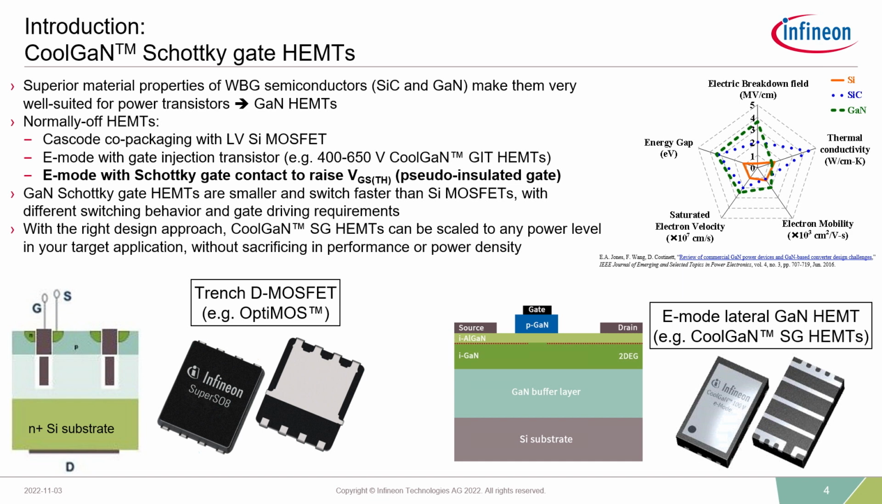There's cascode devices, there's gate injection transistors. What I'm going to be talking to you about today is a Schottky gate GaN HEMT, which uses a Schottky gate contact to raise the threshold voltage, but at the same time it results in a semi or pseudo insulated gate. So you can, in a lot of ways, treat it like a logic level silicon MOSFET, but it's not one. It does have a different switching behavior and gate driving requirements. With the right design approach, you can achieve extremely fast switching behavior that can be scaled to any power level in your target application without sacrificing the performance or power density of that design.